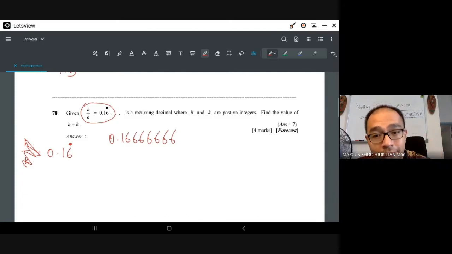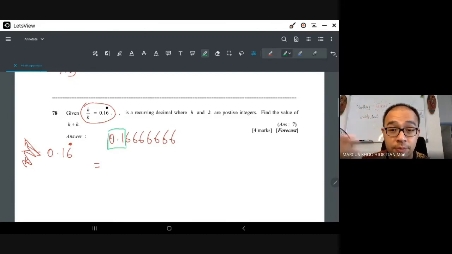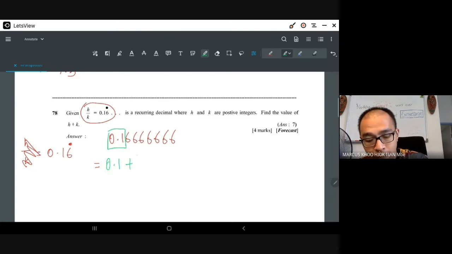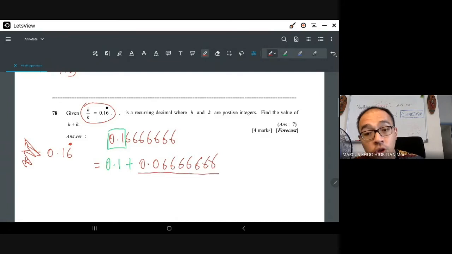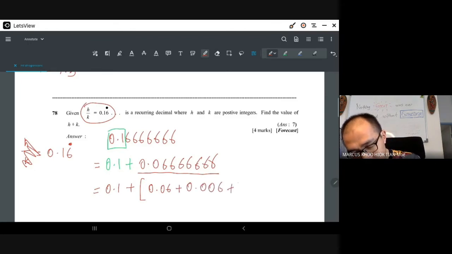Now if you get this kind of thing, you need to separate it out first. So this one, we need to take out the 0.1, because the 0.1 is not repeating. Only the 6 is repeating. So I take out the 0.1, and then I will have plus 0.0666666, and so on and so forth. And this one is a geometric progression. Let me rewrite this now. 0.1 plus 0.06 plus 0.006 plus 0.0006, and so on and so forth.